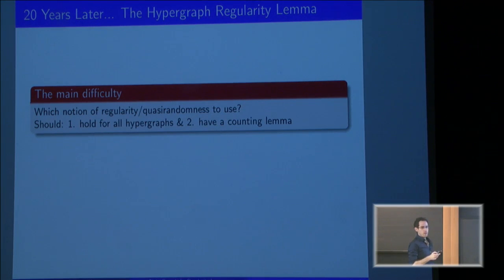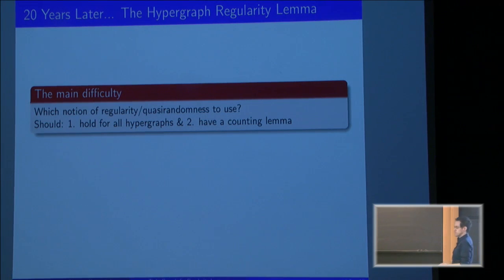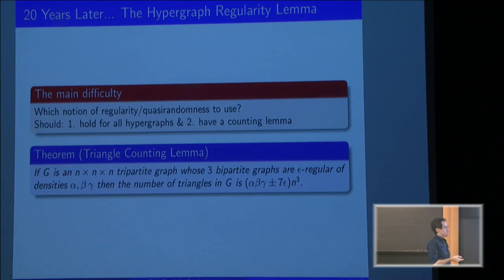And specifically, the two requirements that we have for this notion of quasi-randomness for hypergraphs are that, first, it would hold for whole hypergraphs. So the regularity lemma that uses this notion should hold for whole hypergraphs. So it shouldn't be too strong. On the other hand, it should have what is known as a counting lemma, which is another way to say that if you have a regular partition, it would allow you to count small sub-hypergraphs. So let me just give you an intuition.